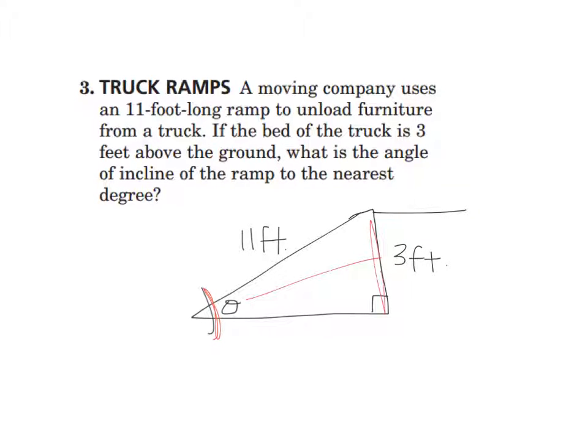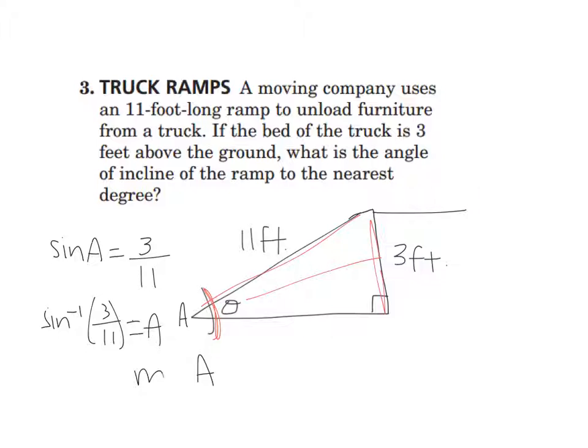So if we know the opposite over the hypotenuse, that's going to be with sine. So we are going to say sine of, we could call this A, sine of angle A equals opposite over hypotenuse, 3 over 11. So now this would be an inverse sine problem: inverse sine of 3/11 equals angle A. So rounded to the nearest degree, we can type in our calculator inverse sine of 3 over 11, which would give us 15.8 degrees. So the measure of angle A here would be equal to 16 degrees.